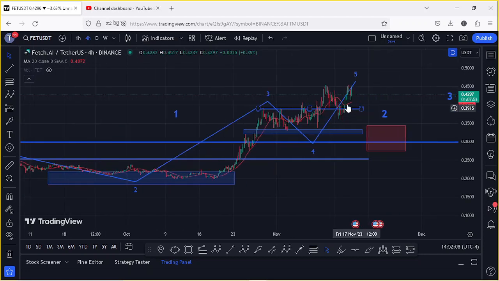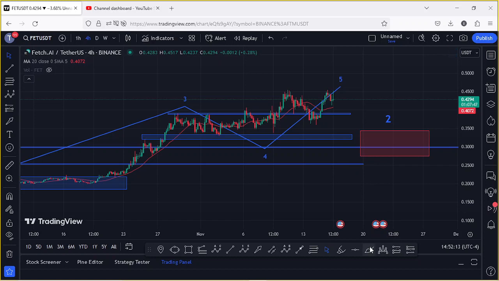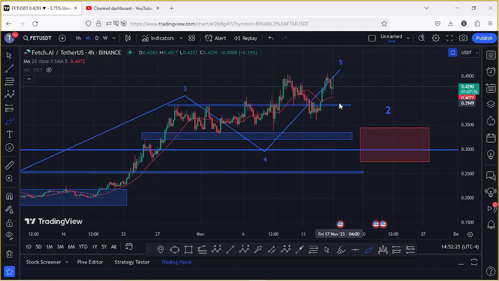And at the time of this recording, Fetch AI is holding above the 20-day MA here on the 4-hour chart, which is now acting as support for us to continue gearing up. We are also holding above a significant area of support at around the $0.39 mark, which is also acting as support for us to continue gearing up.